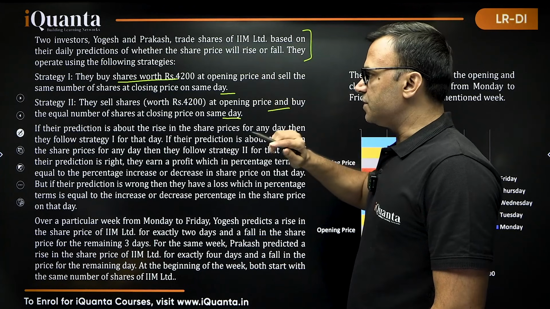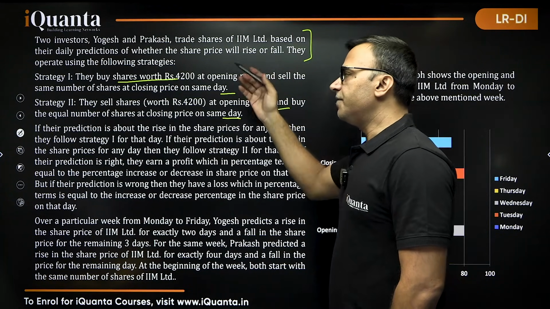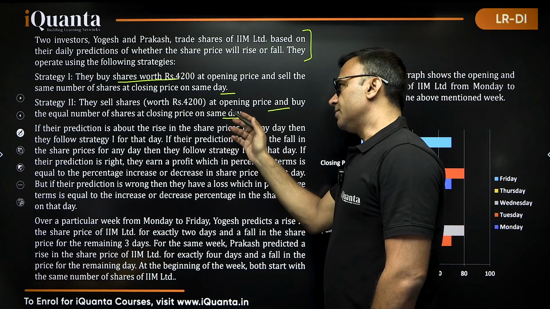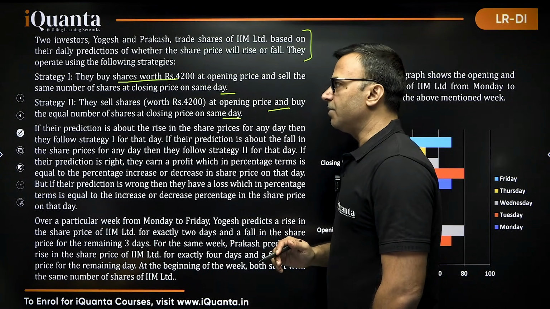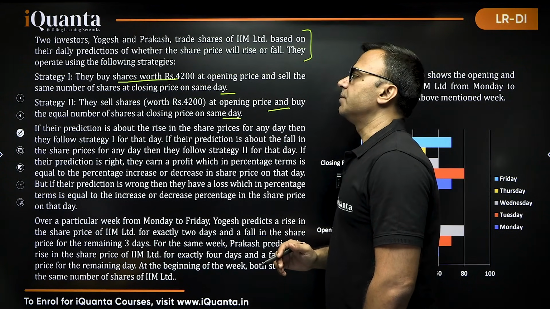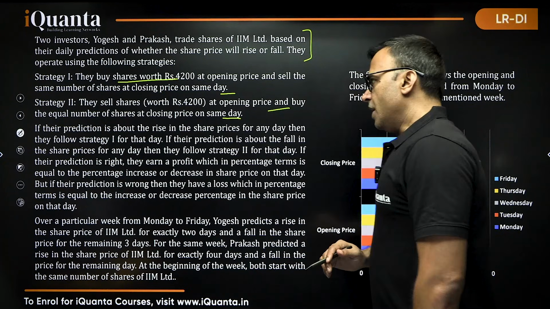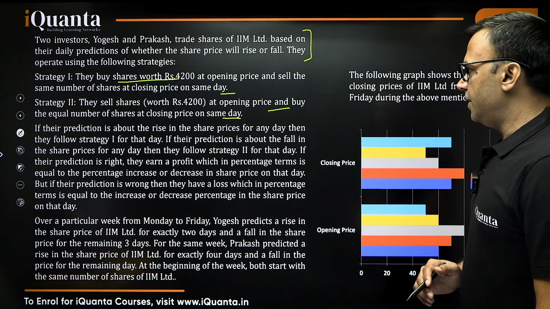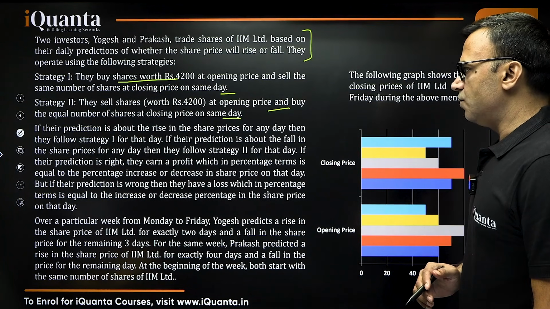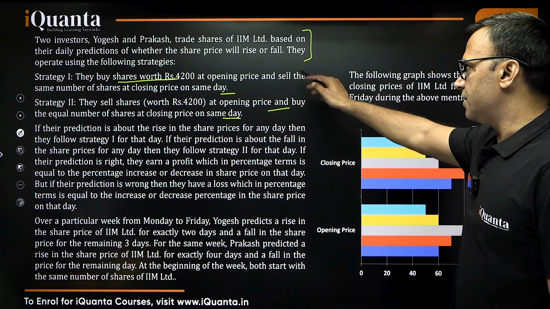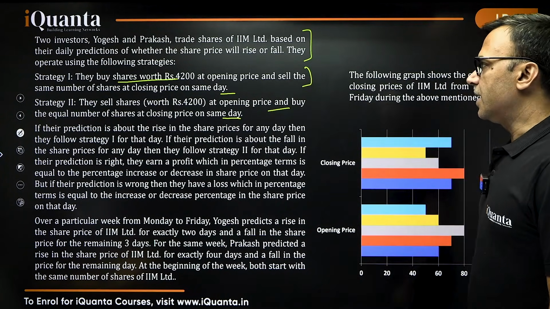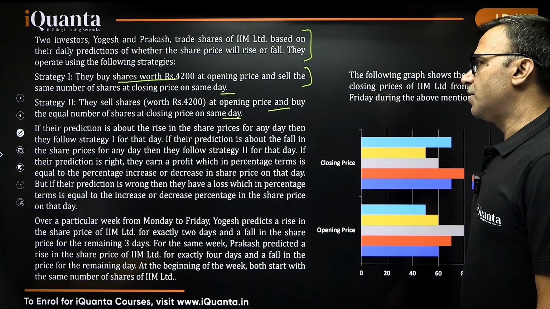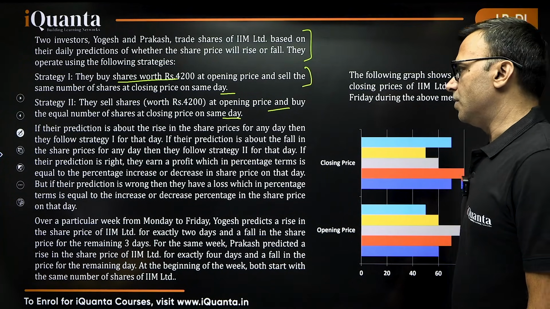So I'll just repeat once more. In strategy 1, the profit will happen if the market goes up from opening to closing. Similarly, in the second case, the profit will happen when the prices go down, right? Now, if the prediction is about a rise in the share prices for any day, then they follow strategy 1 for that day, of course. If the market is expected to rise, they will go for strategy 1. If the prediction is about a fall, they will go for strategy 2, understood, right?